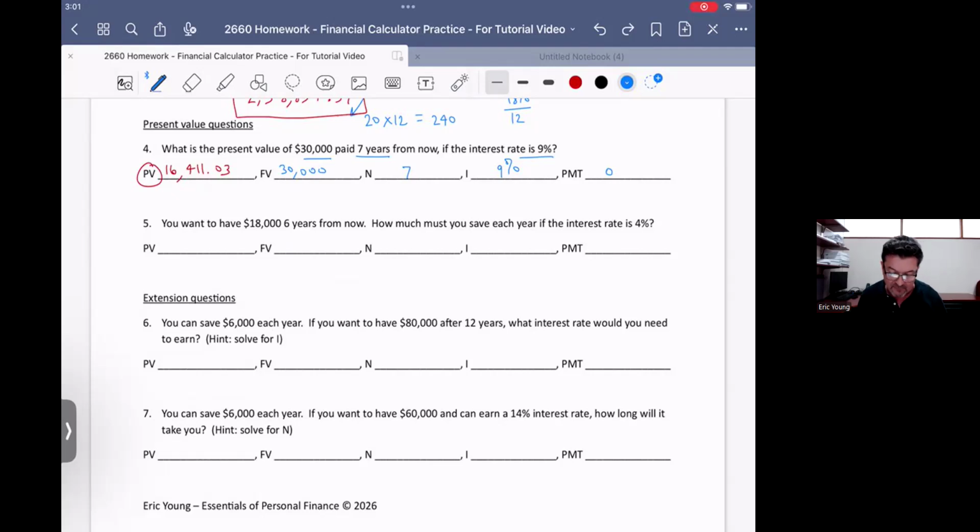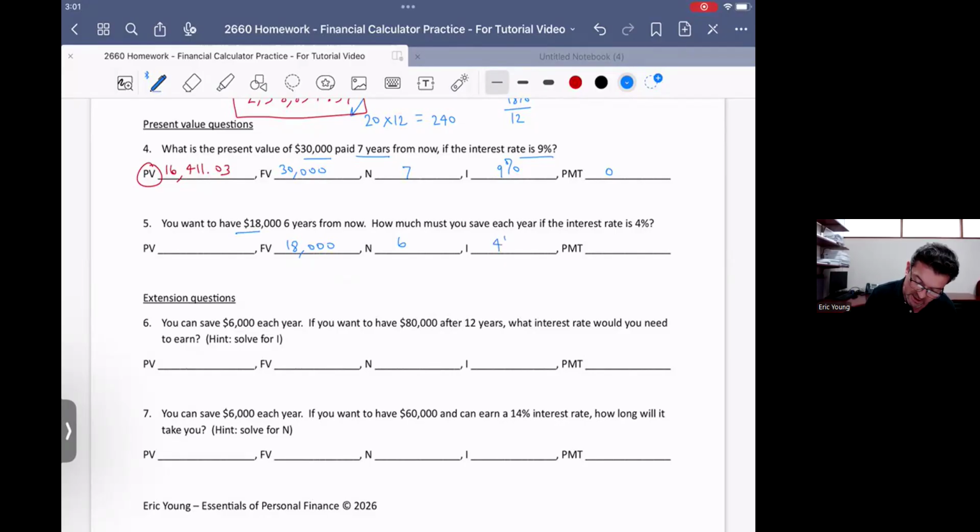Okay. Number five, you want to have $18,000 6 years from now. So we know that we want 18,000 to be coming in. We know we want it in 6 years. How much must you save each year if the interest rate is 4? Interesting.